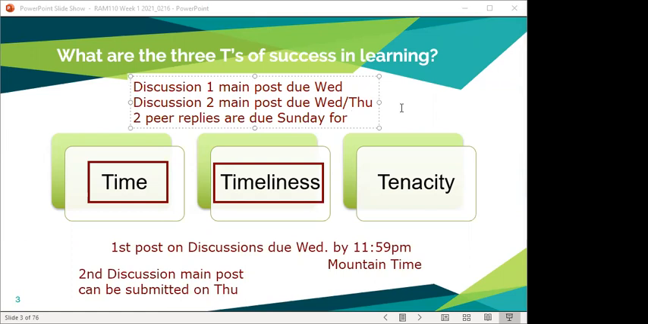Now the peer replies are only 50 words and the main post are 150 words. Let me just finish typing this for each discussion. So the main post is 150 words. We'll get into how to be successful with these discussion posts, and Miss Adams, our lab instructor, is going to go through in much detail how to be successful. And the 2 peer replies are only 50 words each. The key is to be substantive, but we'll get into that.